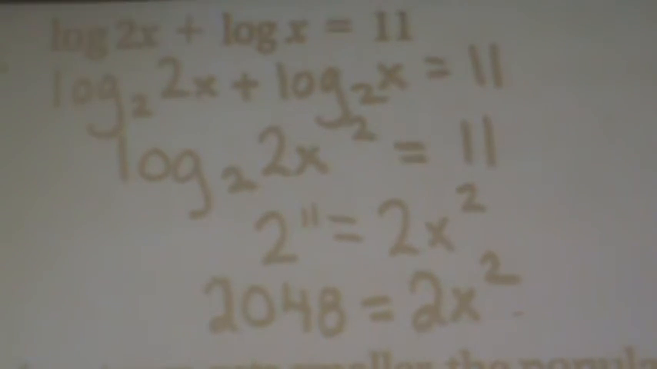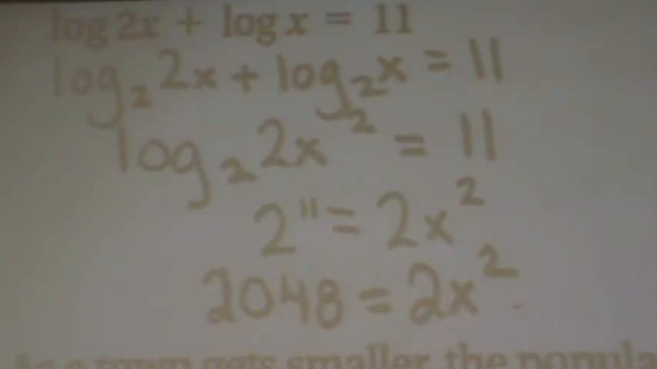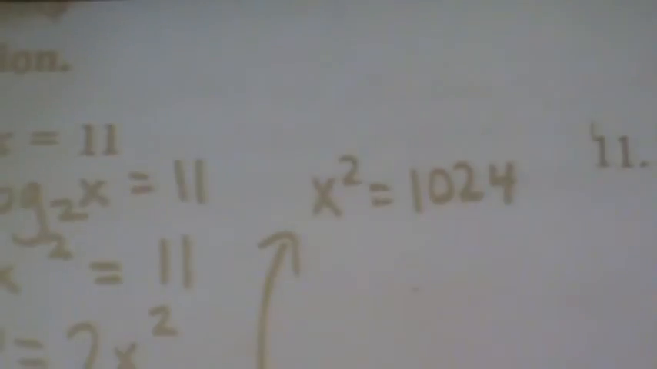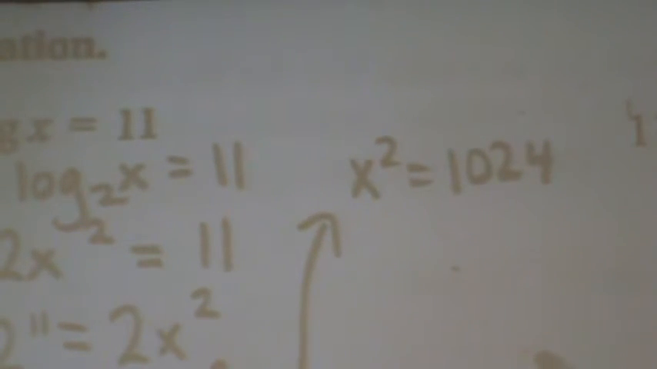You know what you do now? You're going to divide by 2. You get 1,024. And I'm running out of room, so I'm going to write up here. Now what do you do? Square root.